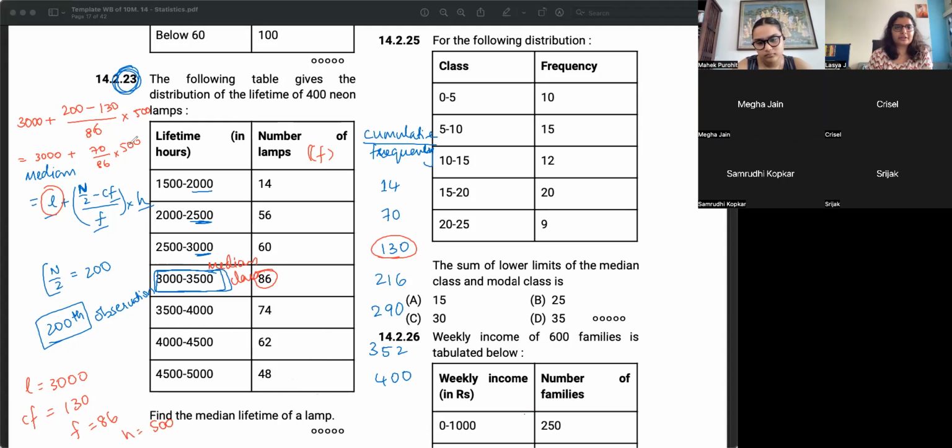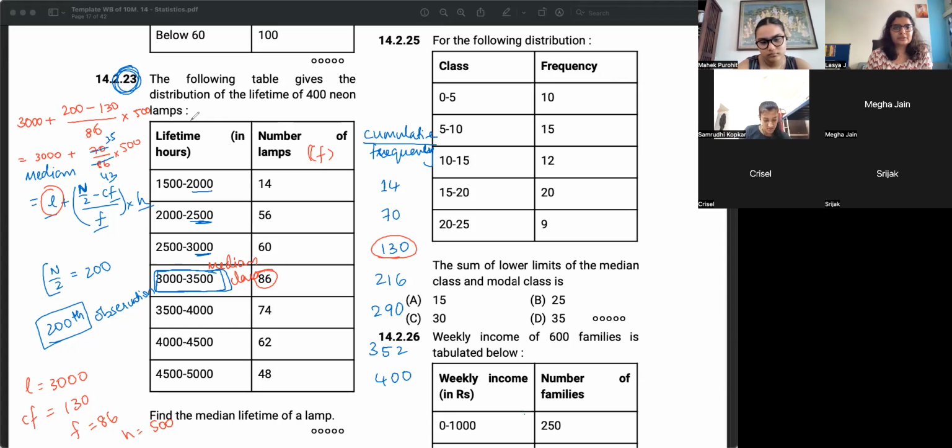86, so 35, and this will be 2 into 3. So this is 3000 plus. Kashvi got it? Yeah. 25 by 43. Agrima got it? Good. Yes. Agrima is the first one to give it with the units.